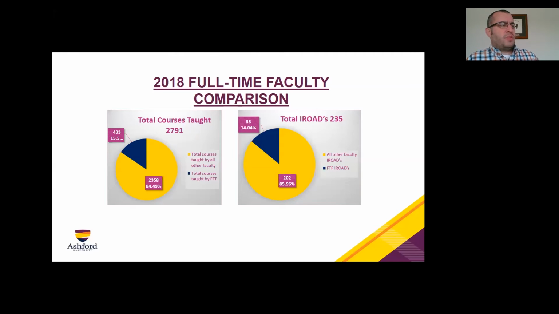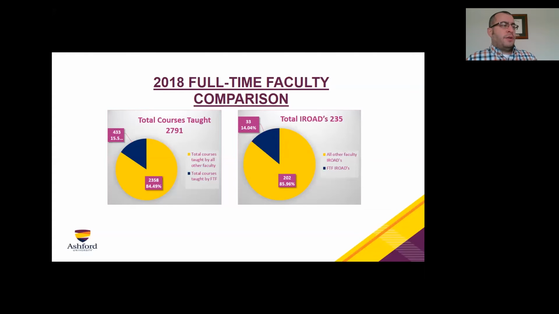This was, I thought, perhaps one of the most interesting pieces of data that we collected, looking at 2018. On the left, the pie chart you see is the total number of courses that were taught in COLA and what percentage of them were taught by full-time faculty. As you can see here, almost 85% of the courses were taught by a full-time faculty member. And interestingly, when you look at the number of instances reported, it's almost identical. So almost 86% of the total number of incidences reported were made by full-time faculty members here.